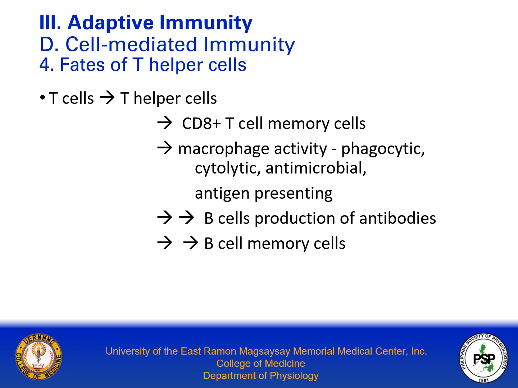Now, what is the fate of your T helper cells? One of the fates of your T helper cells is that it helps in B cell production of antibodies, and it also helps in the production of B cell memory cells. So this slide actually acts as a segue for the next type of adaptive immunity, which is your humoral immunity.